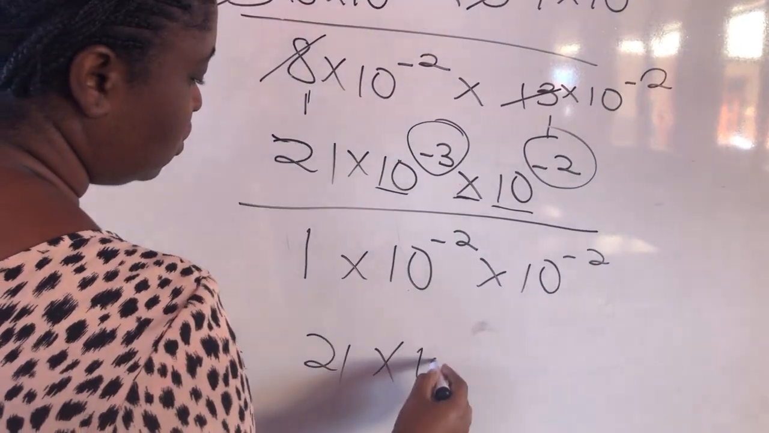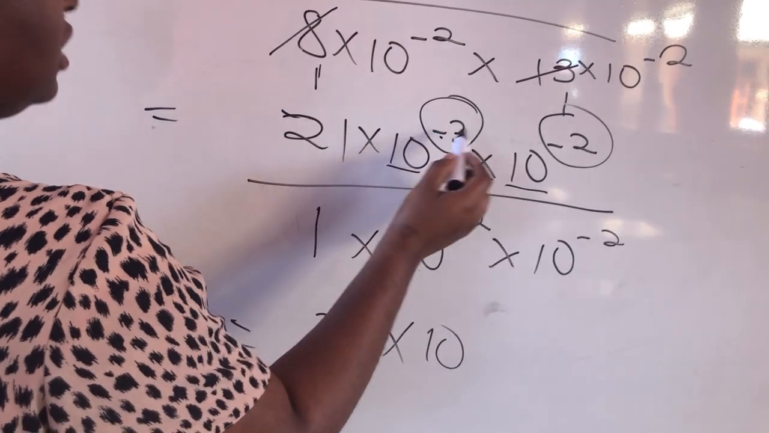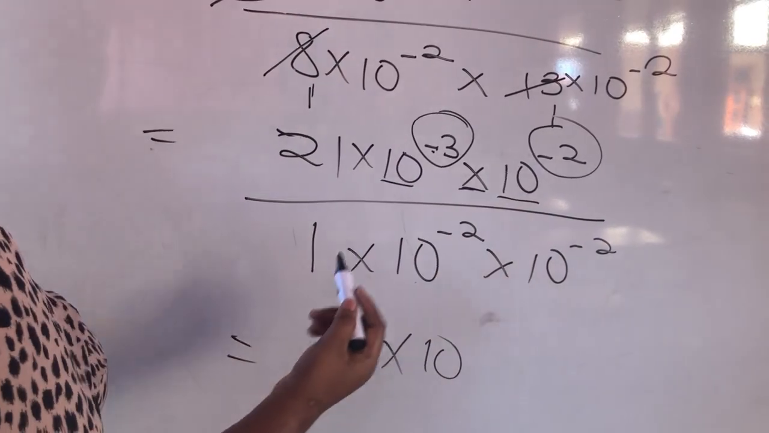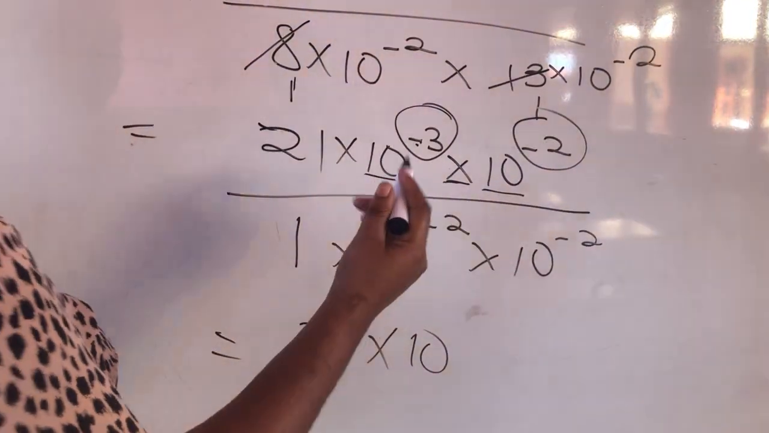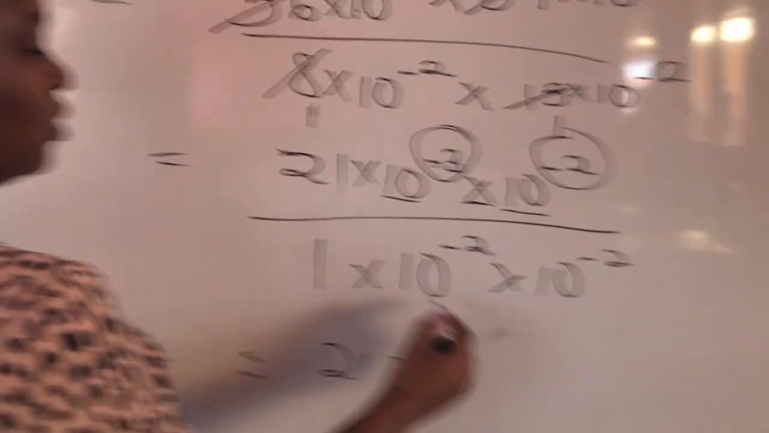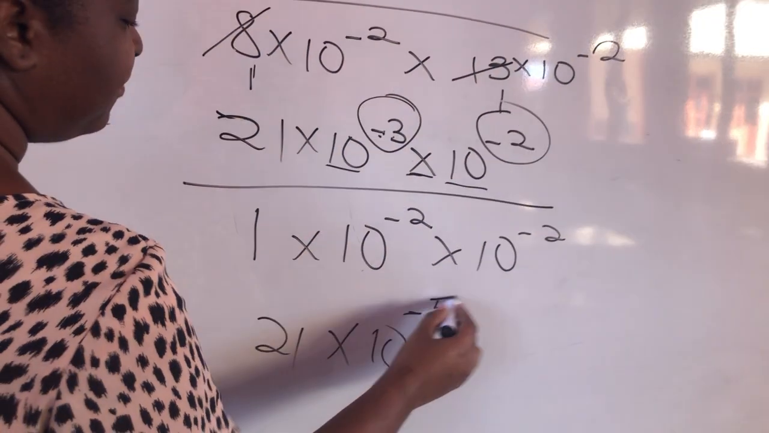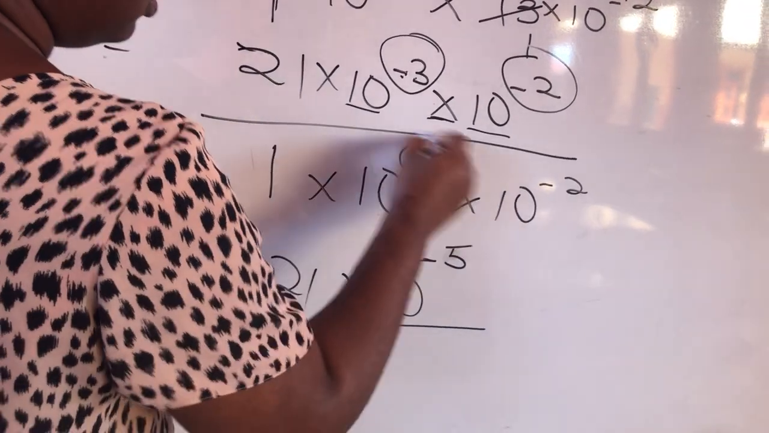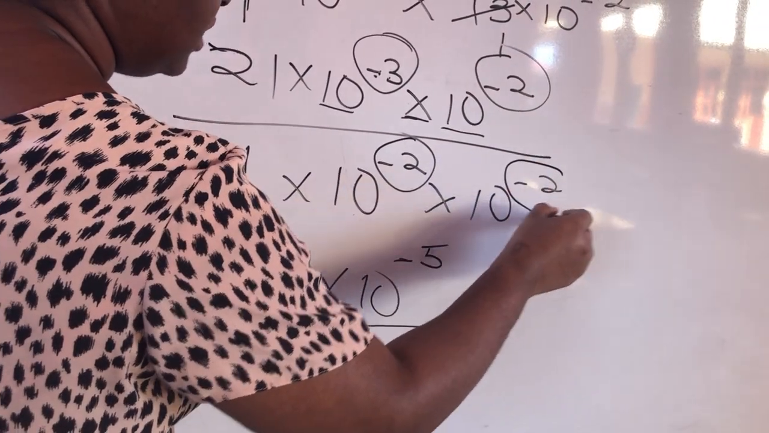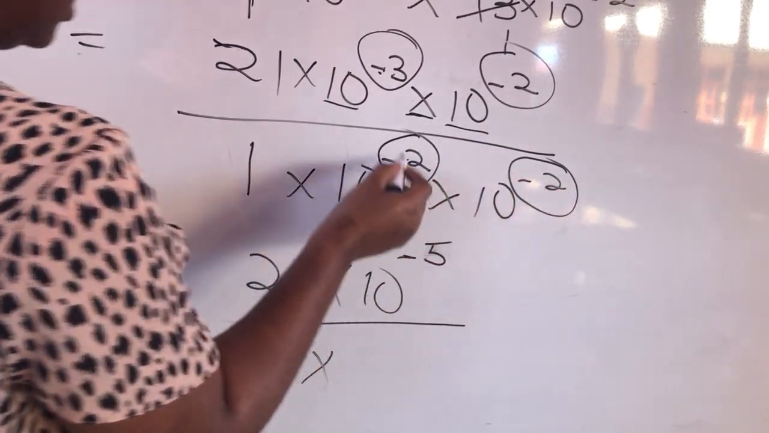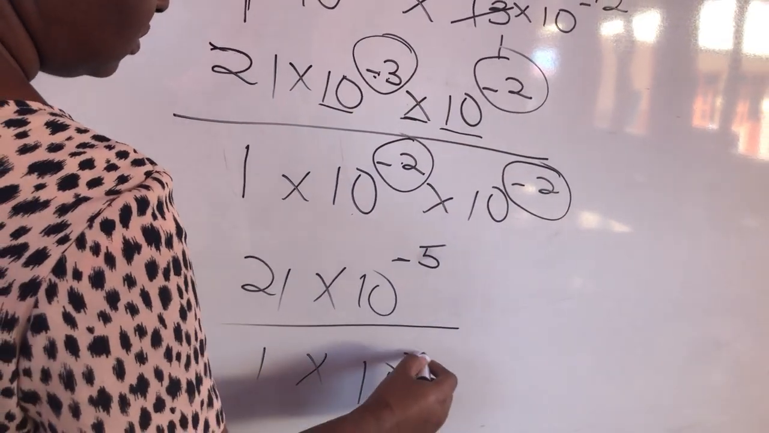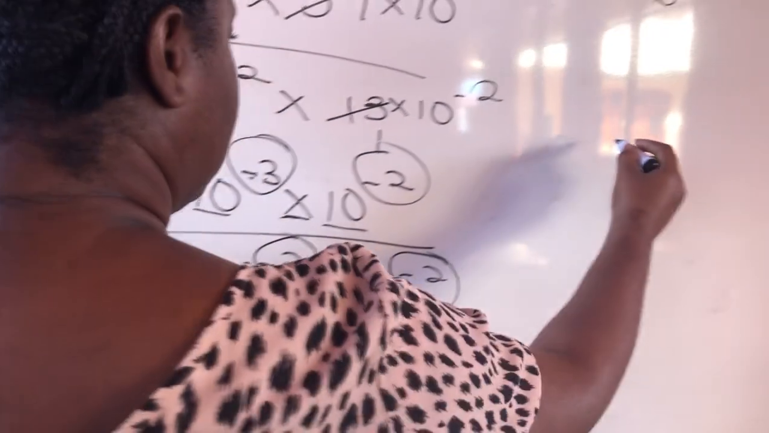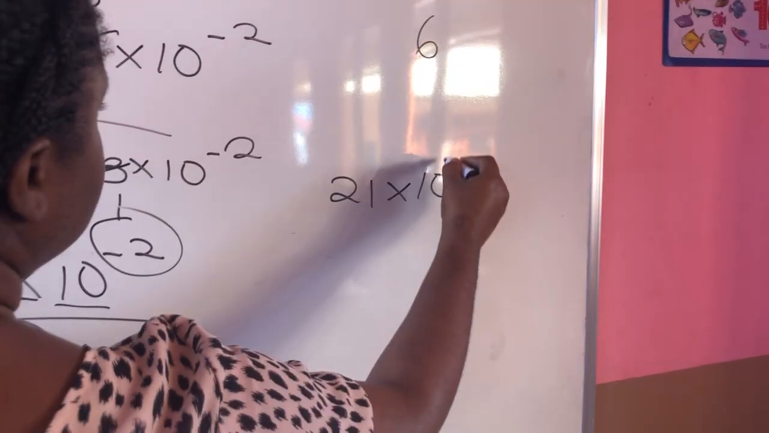You add. So you have negative 3, meaning you want to collect 3 CDs, and you want to collect another 2 CDs from the same person. How much in total are you owing the person? You are owing the person 5, and because you are owing, it becomes a negative 5. So we have 1 standing on its own here. And this 2, in total, how much are you owing? You are owing 4 CDs. So we have negative 4. So we come here. So I have 21 times 10 raised to the power negative 5.